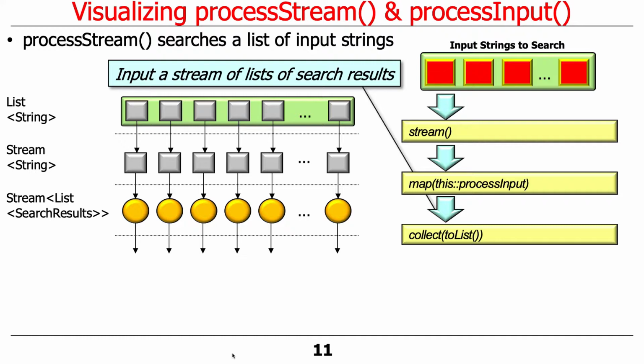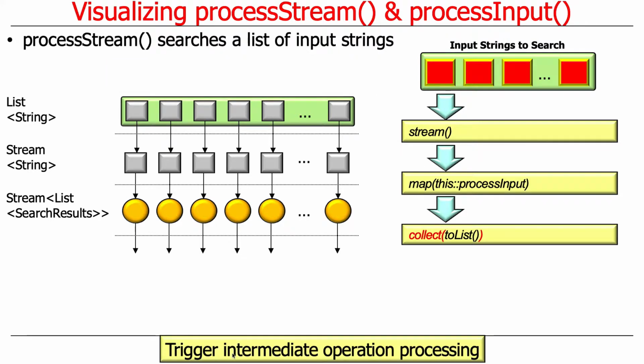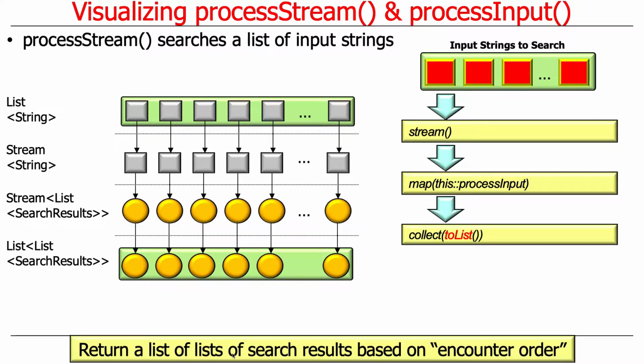At that point, we then feed the stream of lists of search results into the collect terminal operation. And remember, one of the things that a terminal operation does is it triggers everything else to run, so that'll actually cause it all to start running. And it's also going to convert that stream of lists of search results into a list of lists of search results. And the ordering of that list is based on so-called encounter order.